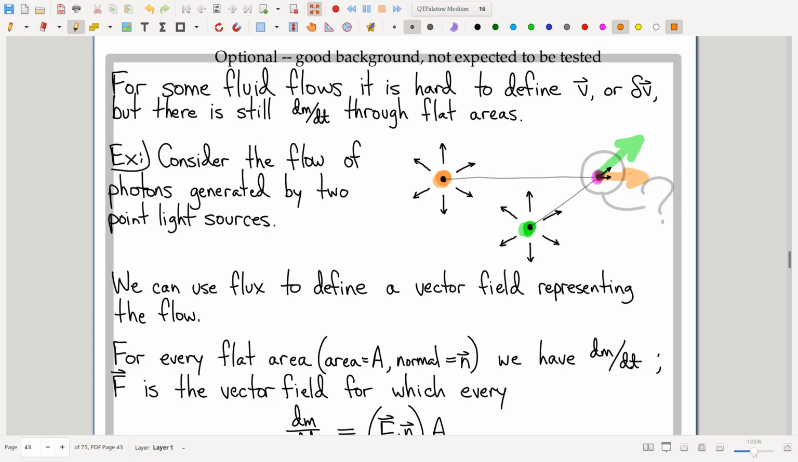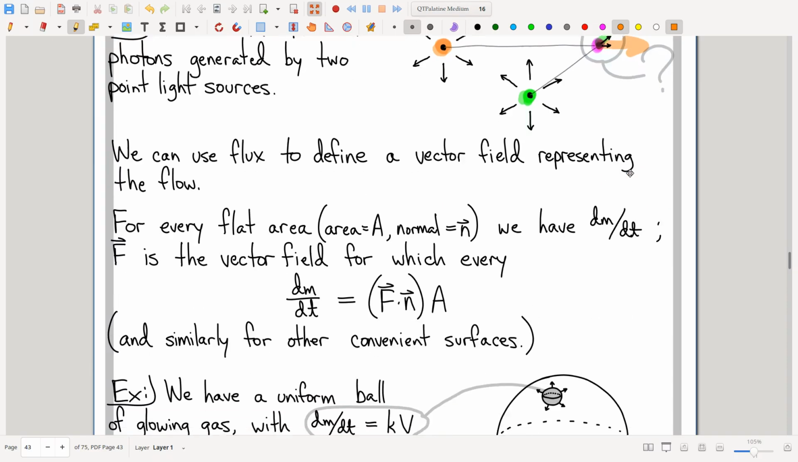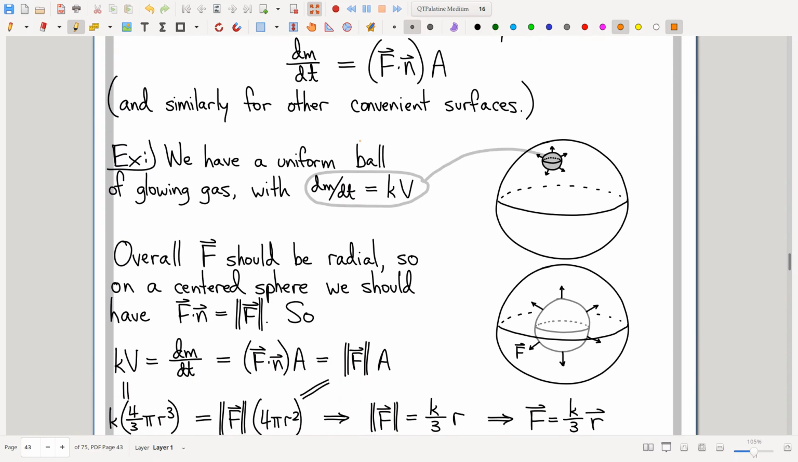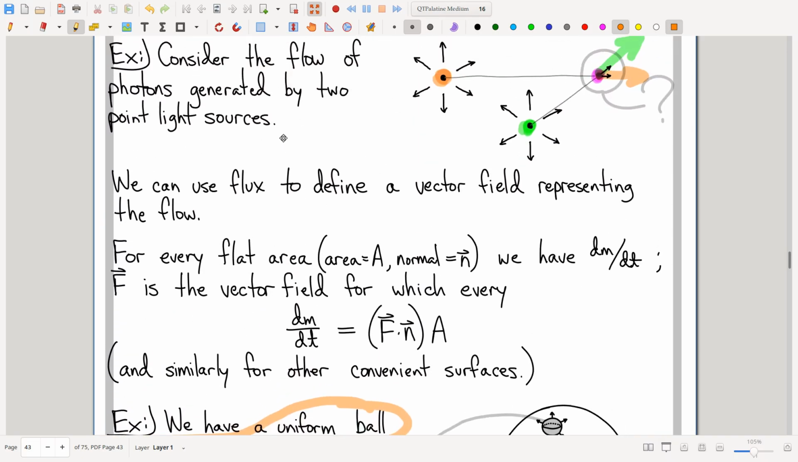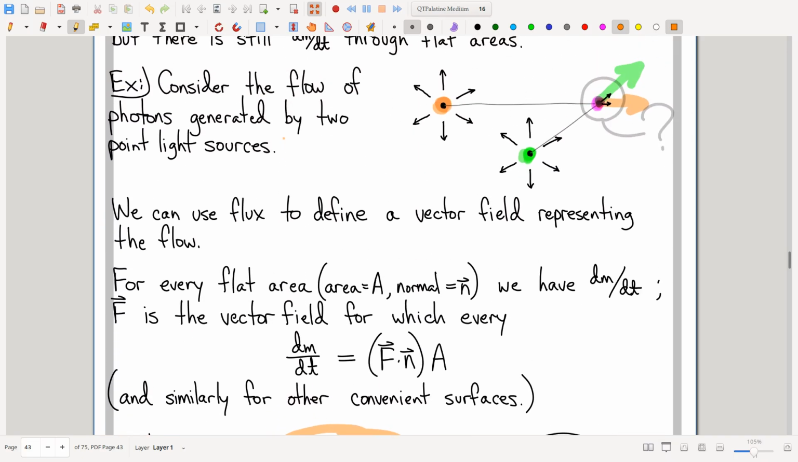By the way, this is only with 2 light bulbs. What if you had many light bulbs, or even worse? What if you had, such as in this example down here, a uniform ball of glowing gas? So you have this ball of gas, and it's not just glowing at the center. Every part in the entire interior of this ball is its own little teeny tiny itty bitty little light bulb. You've got infinitely many light bulbs. Oh my gosh, right? What do we do? How do we even make sense out of this as a vector field?